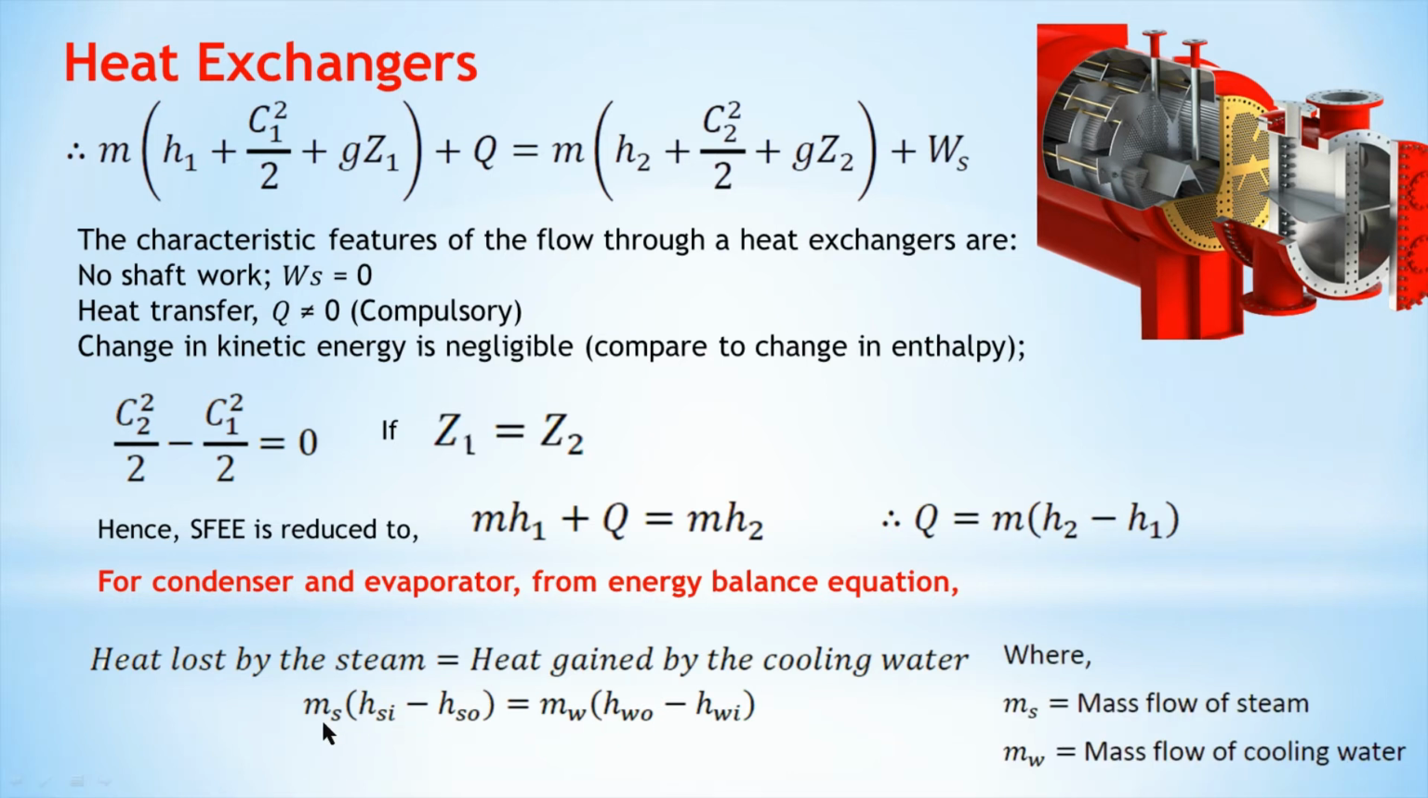Here ms equals the mass flow of steam and mw means the mass flow of cooling water, and h suffix si and h suffix so mean the enthalpy of steam at the inlet side and the enthalpy of steam at the outlet side, same as for h suffix wo and h suffix wi, which mean the enthalpy of water at the outlet side minus the enthalpy of water at the inlet side.